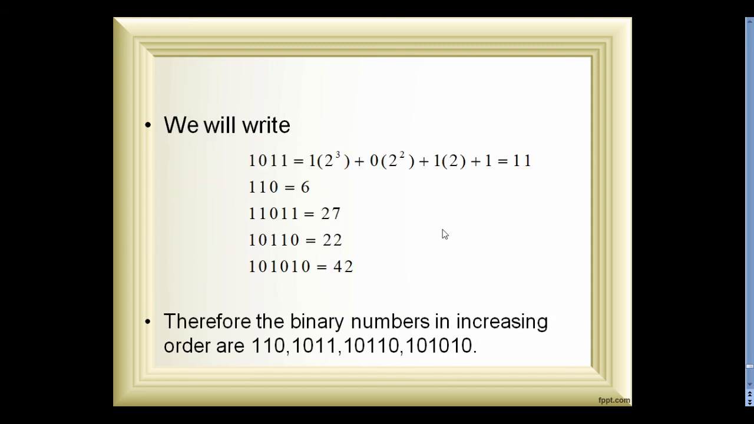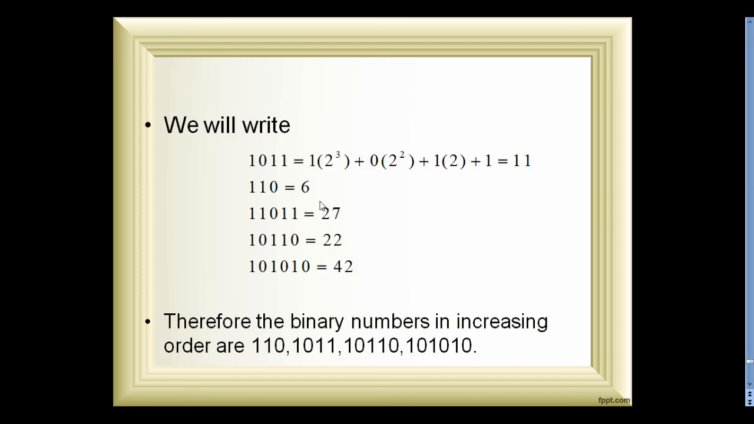How to convert? 1011 can be written as 1 times 2 cube, 0 times 2 square, 1 times 2, plus 1 times 2 power 0, which is equal to 1. You calculate the total value and we get 11. In the same way, you find the value of 110, which is 6. The third value is 27, the fourth value is 22, and the fifth value is 42.